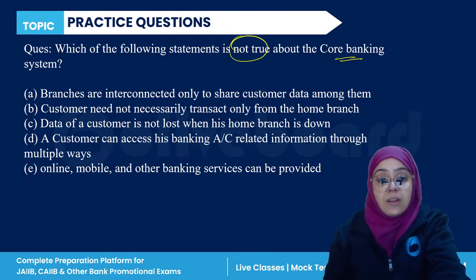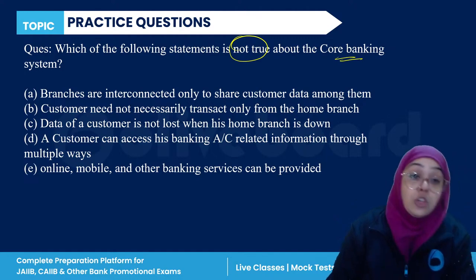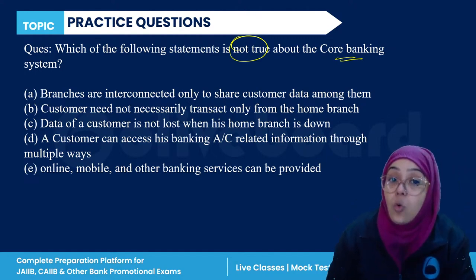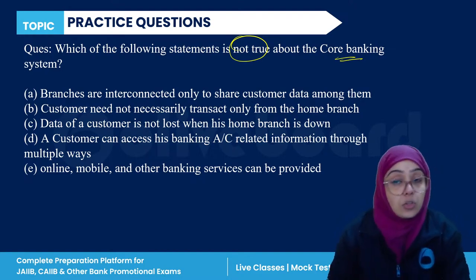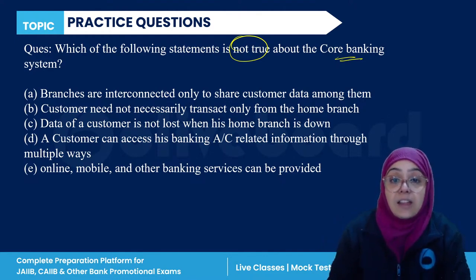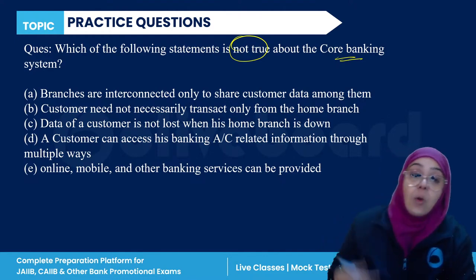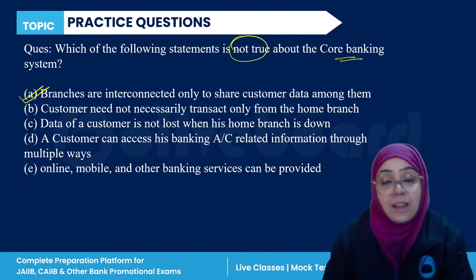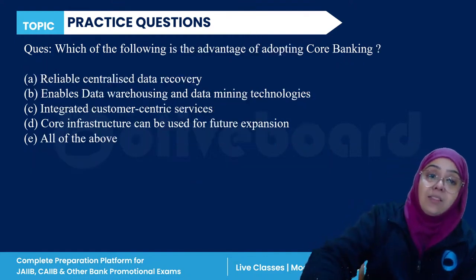Please answer this question. Core banking system. Not true. Branches are not interconnected only to share customer data among them. That is not core banking. Core banking means when the branches are connected to a main network. Okay, so A is not a characteristic of a core banking system. Rest all are the characteristics of a core banking system.